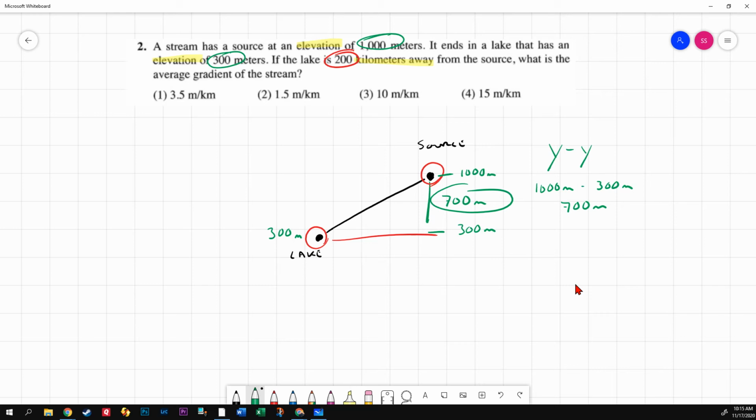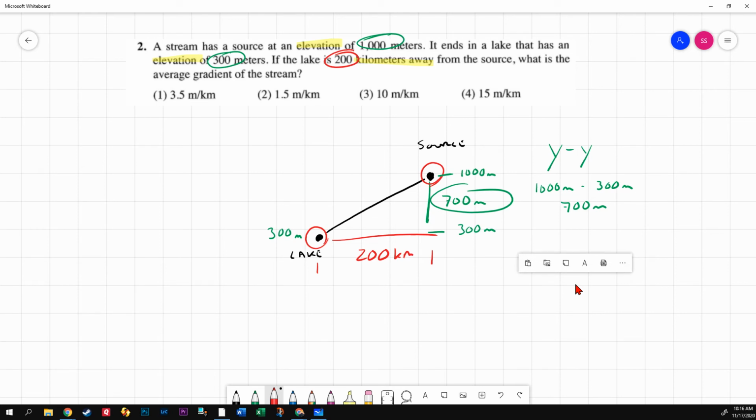All right, now they don't tell us the position of these 2 points. In math, we would have a coordinate pair. The x would be the position of the point on the x-axis. We don't have that, but what we do have is the distance between them. So what if I take that 200 and recognize that the distance between the lake and the source is 200 meters or 200 kilometers? Now I know the distance between them.